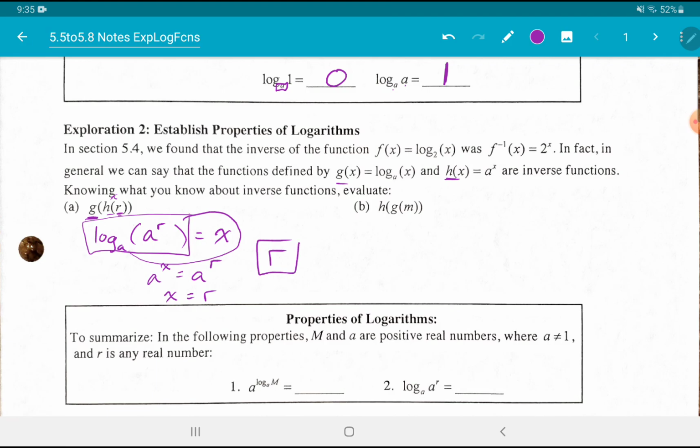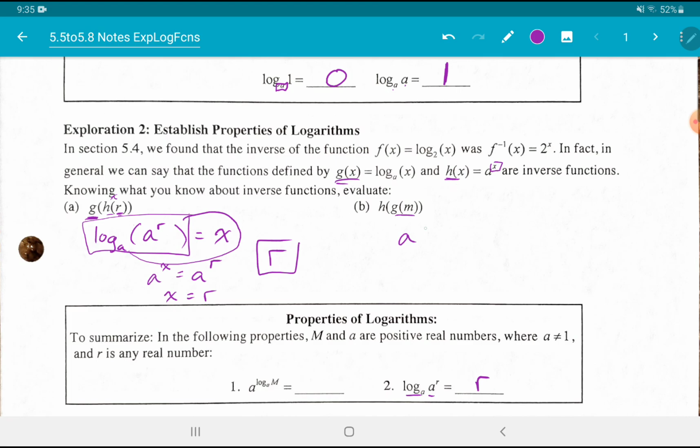Okay, so that's what we can see there. That is basically our property number 2. You can see log base a of a to the r is going to equal r. Going over to b, h of g of m. Let's see, h is the outside function. That's a to the power of something. What's that something? That something is g of m.